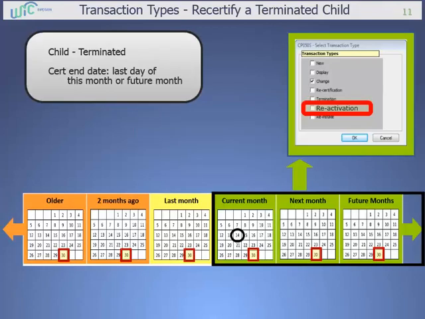First, let's look at the green section. The kids who have been terminated and their cert end date is the last day of this month or a future month. This would most likely be a child who's coming in for a recertification appointment but has been terminated, maybe because they didn't get benefits issued for 2 months or because they didn't use their benefits for 2 months.